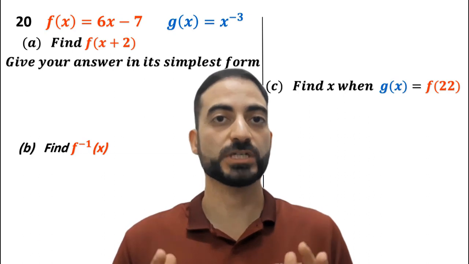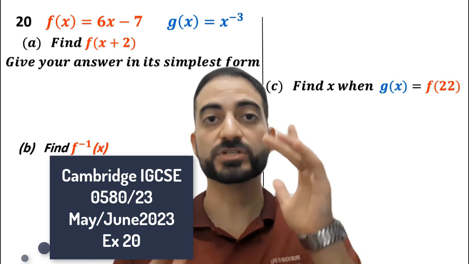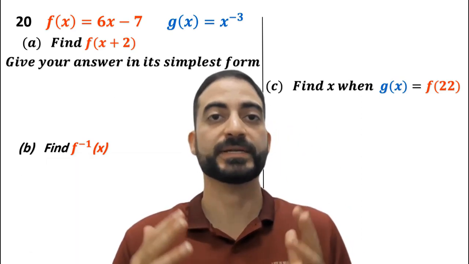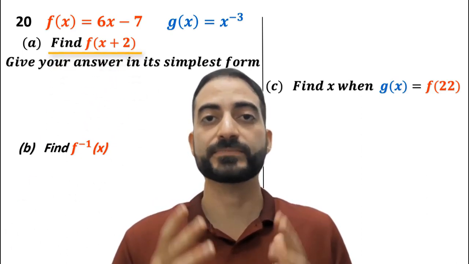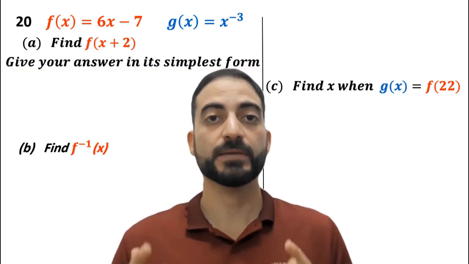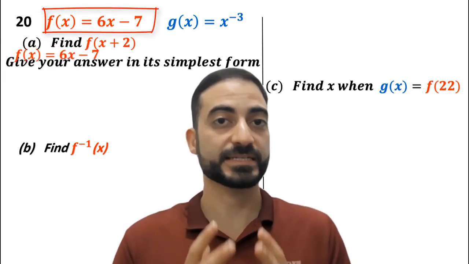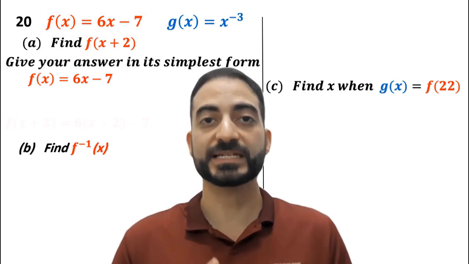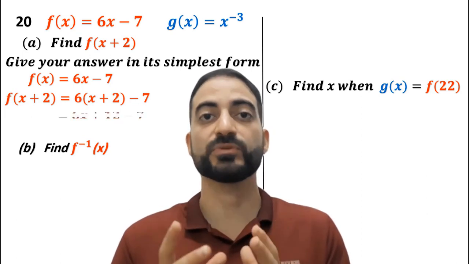Now we will solve question 20 for the Cambridge IGCSE 2023 competition. In this question, we have f(x) equals 6x minus 7, g(x) equals x to the power of minus 3. What is required of us in part A? Find f(x plus 2). Give your answer in its simplest form. In order to solve the question, we use the given f(x) equals 6x minus 7. In place of x, we put x plus 2. And now we multiply the 6 into the parentheses and we get this answer.